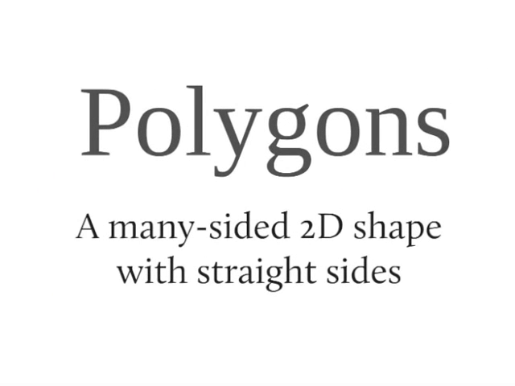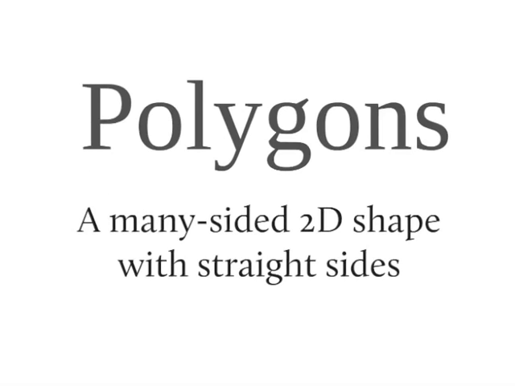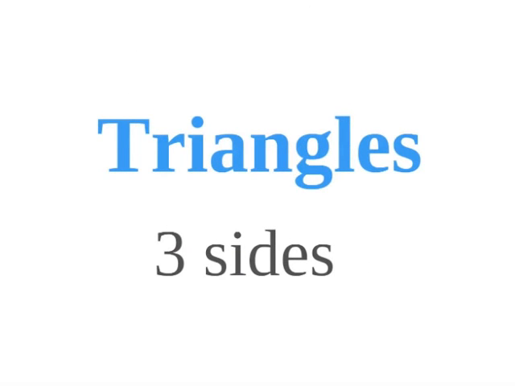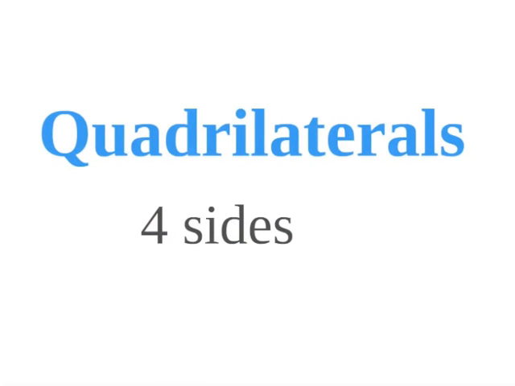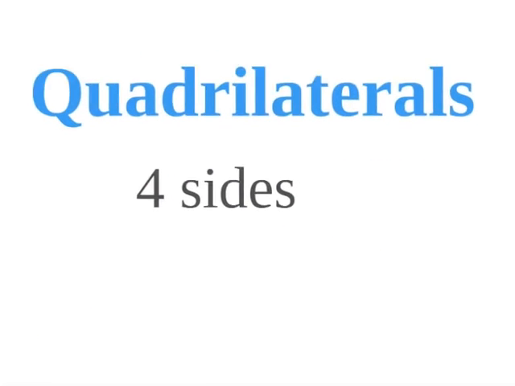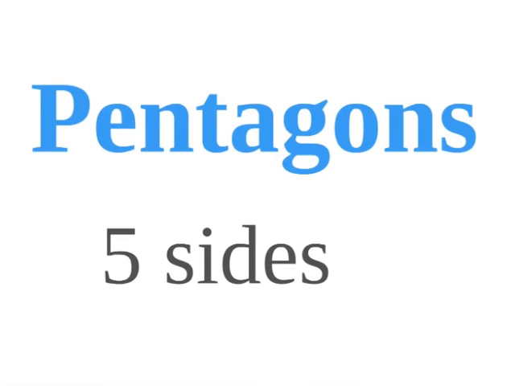So let's have a look at polygons now, and they are 2D shapes with straight sides. So a many-sided 2D shape with straight sides is called a polygon. Now we group polygons into families, if you like, that are based on how many sides they have. So a 3-sided polygon is called a triangle. A 4-sided polygon is called a quadrilateral. A 5-sided polygon is a pentagon.